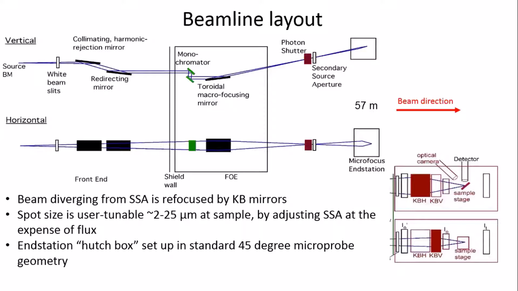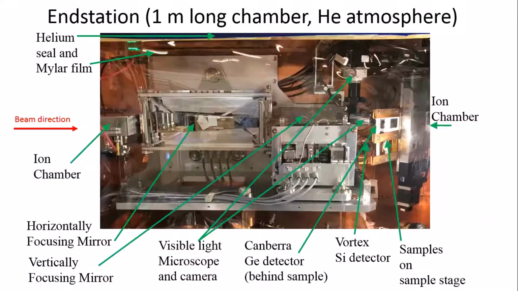The end station hutch box, it's literally a box, it's about 1 meter long, and it's set up in the standard 45-degree microprobe geometry. Here's a photograph of the hutch box. You can barely see it, but there's a thin mylar film covering the entire face of the box that contains the helium atmosphere that's sealed. Then there's an outer door that closes it for radiation shielding, and that is the hutch.